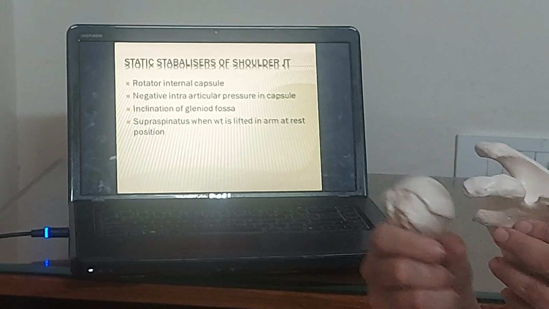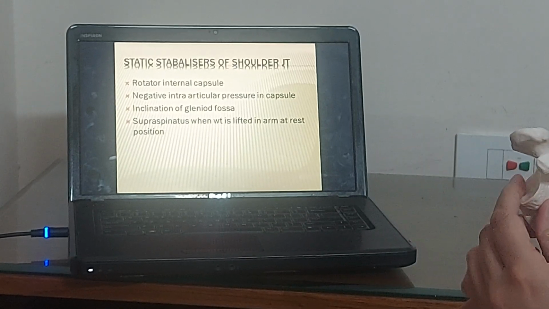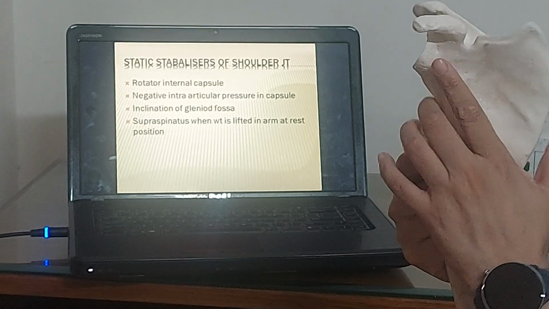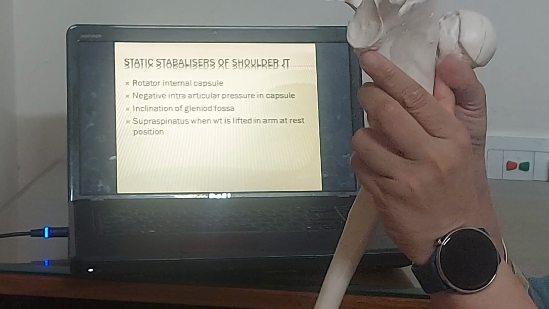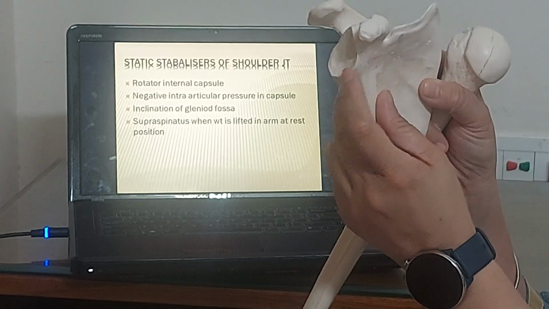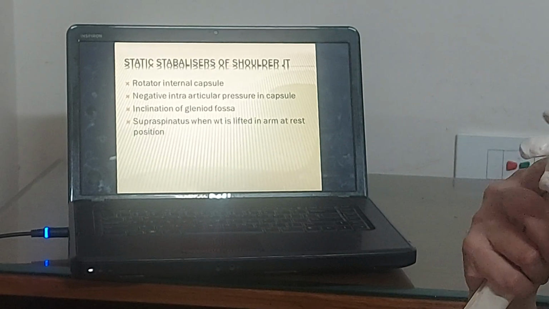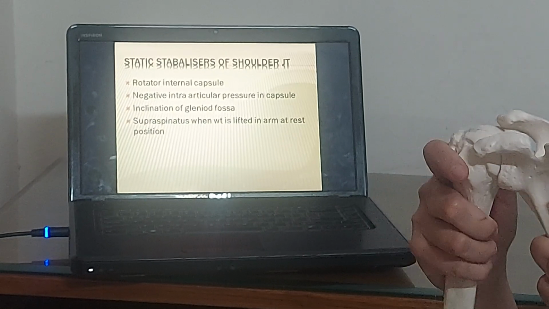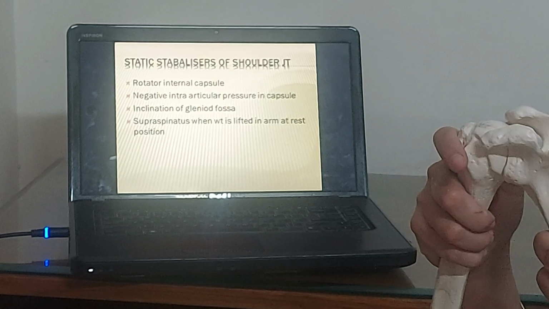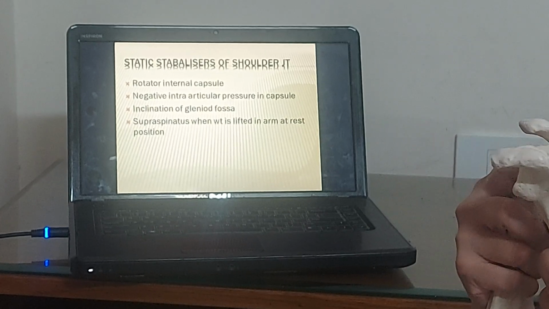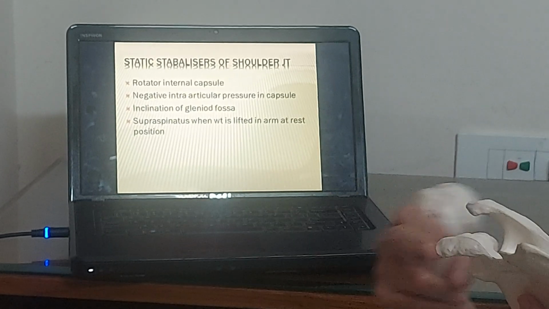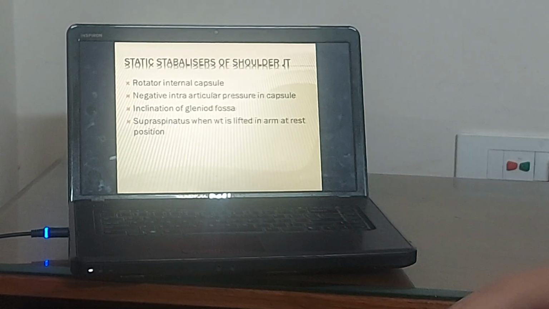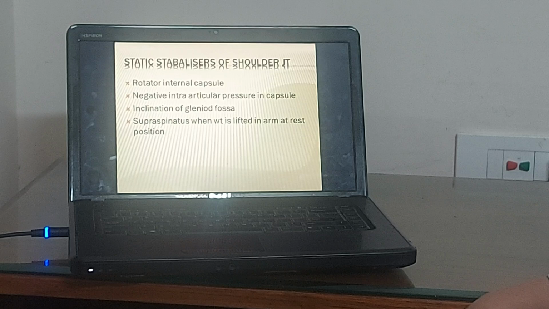Then there is the inclination of the glenoid fossa. Now you can see the glenoid fossa is a little bit anteriorly oriented. If this is the glenoid fossa, it is a little bit anteriorly oriented. This orientation of the glenoid fossa prevents translatory movement, and this angle varies from person to person. So this is one of the factors which was studied. So I have written over here that the inclination of the glenoid fossa also plays a very crucial role.